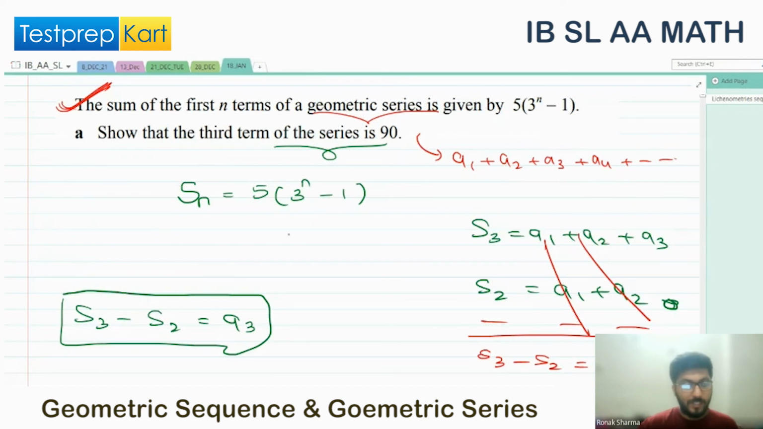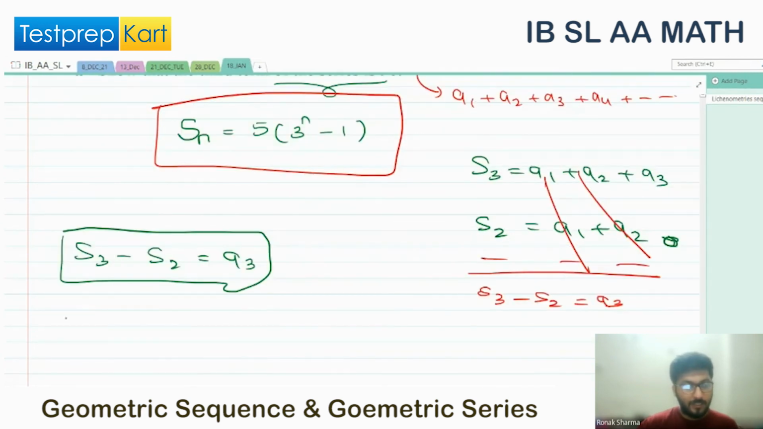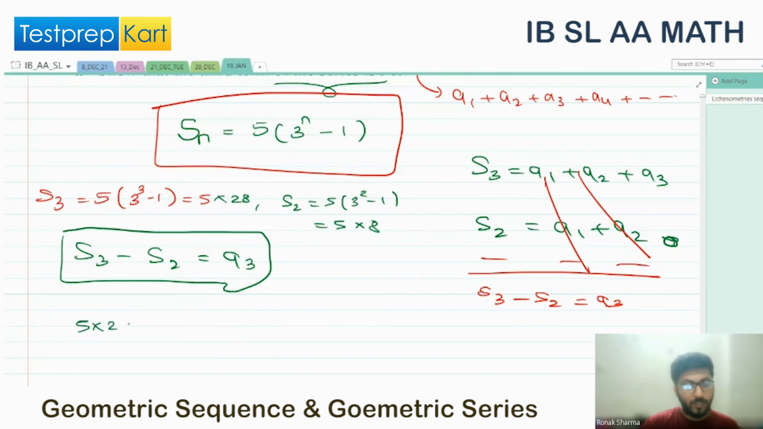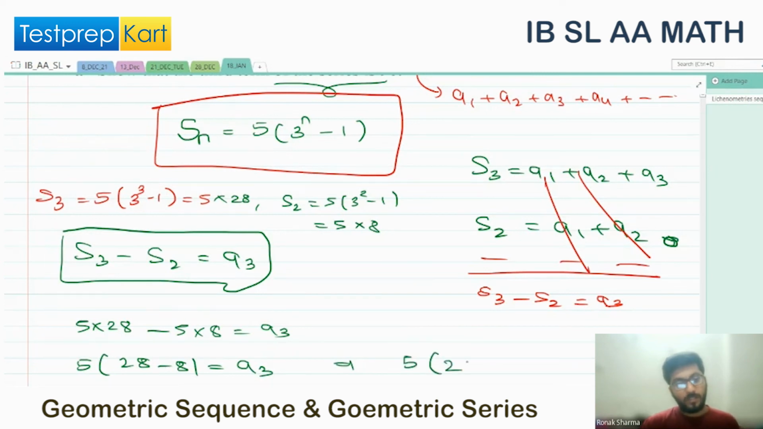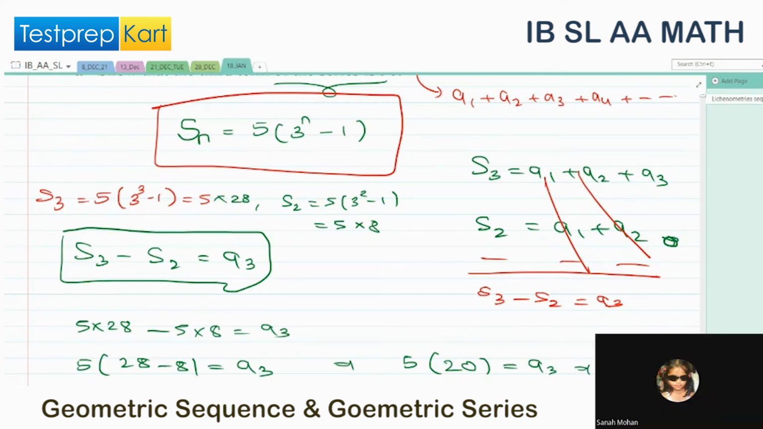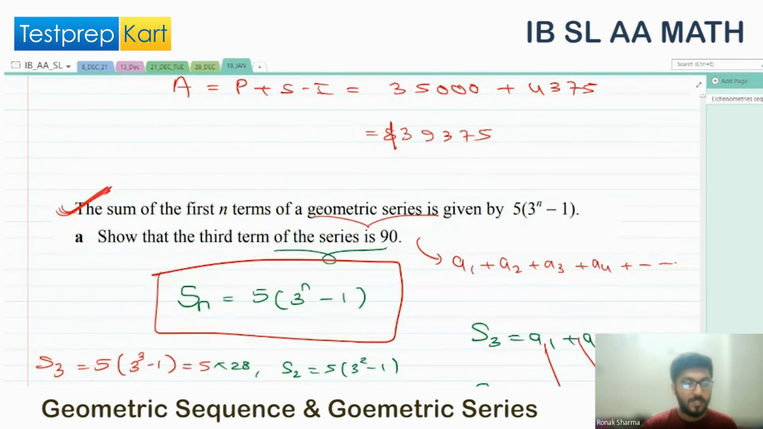So if I have Sn equal to this, what will be S3? S3 will be 5 times 3 power 3 minus 1. That is 5 times, 3 power 3 is 27, so 5 into 28. S2 will be 5 times 3 square minus 1, that is 5 into 9 minus 1, that is 8. So 5 into 28 minus 5 into 8 will be A3. Taking 5 common, 28 minus 8 is A3, that is 5 times 20. We are getting A3 to be 100, not 90. I guess there is some problem, but yes, this is the method.